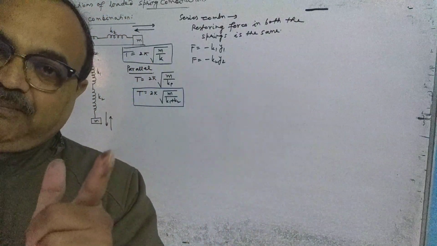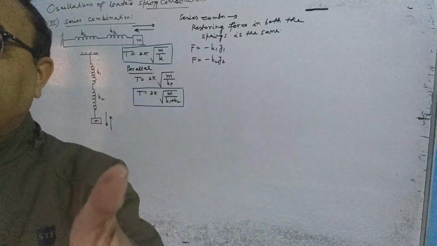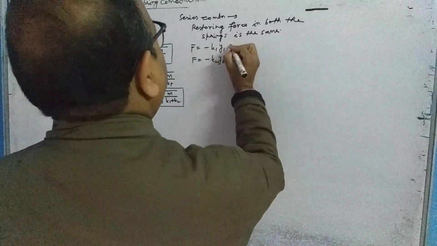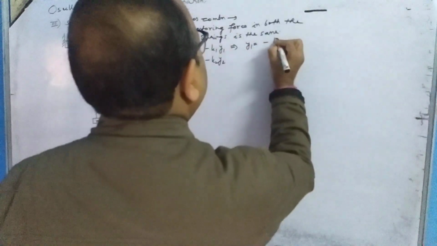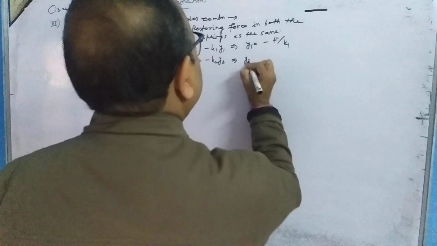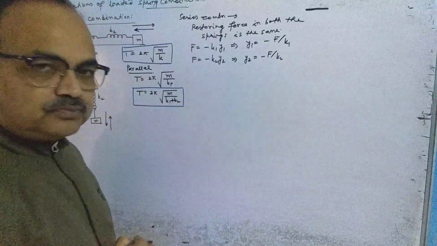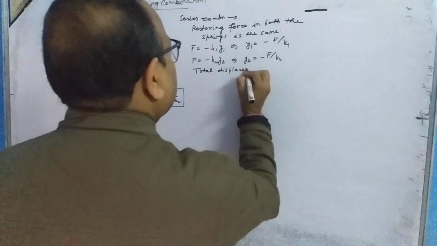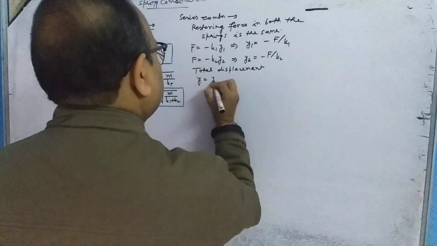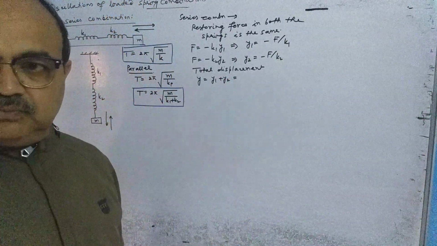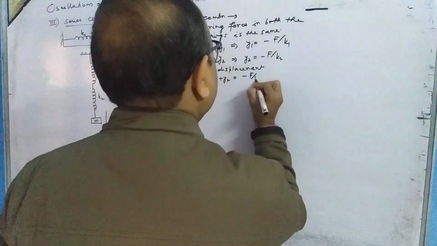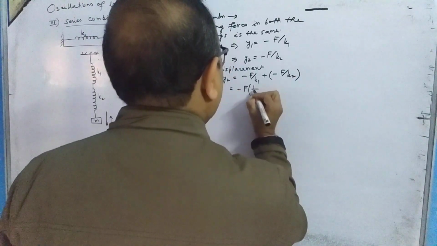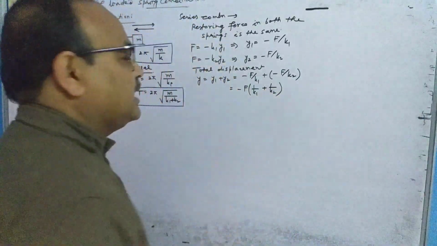That means restoring force will be the same, unlike the parallel combination. In parallel combination, the extension was the same or compression was the same, but the restoring force was not the same. That means what we are getting, Y1 is equal to minus F by K1, Y2 is equal to minus F by K2, then total displacement Y should be Y1 plus Y2, that is equal to minus F by K1 plus minus F by K2, that is equal to minus F times 1 by K1 plus 1 by K2.